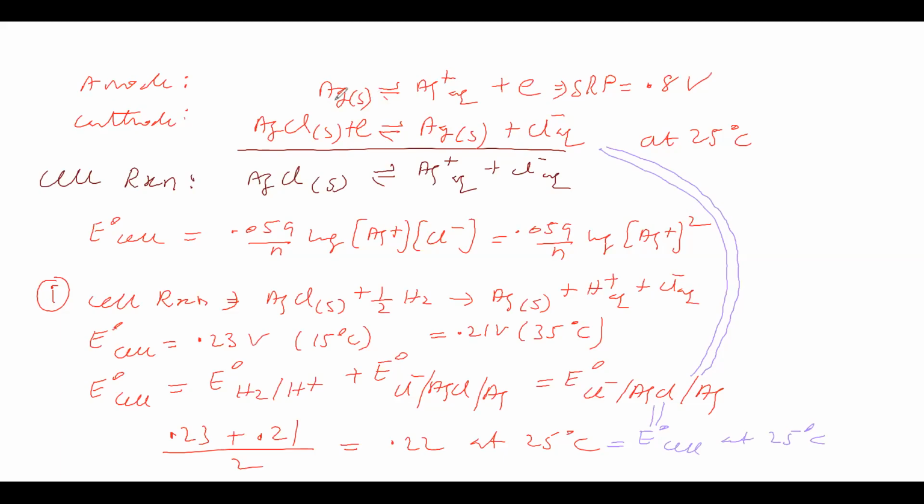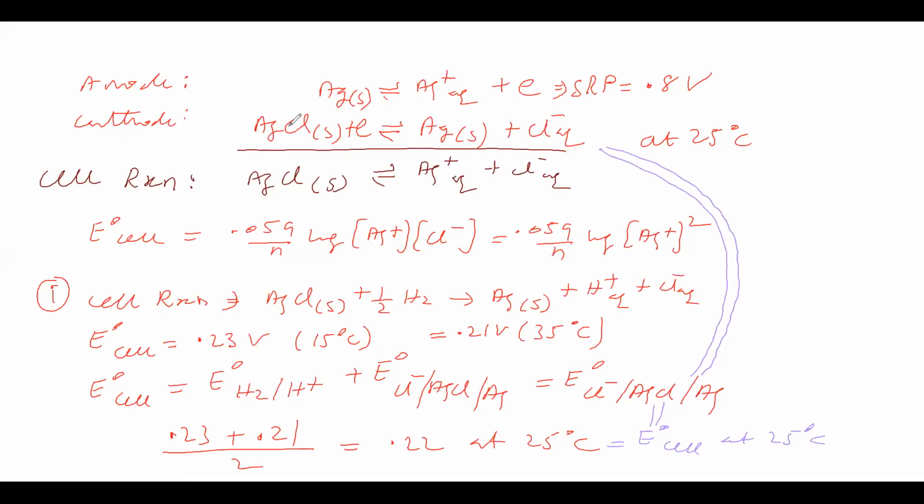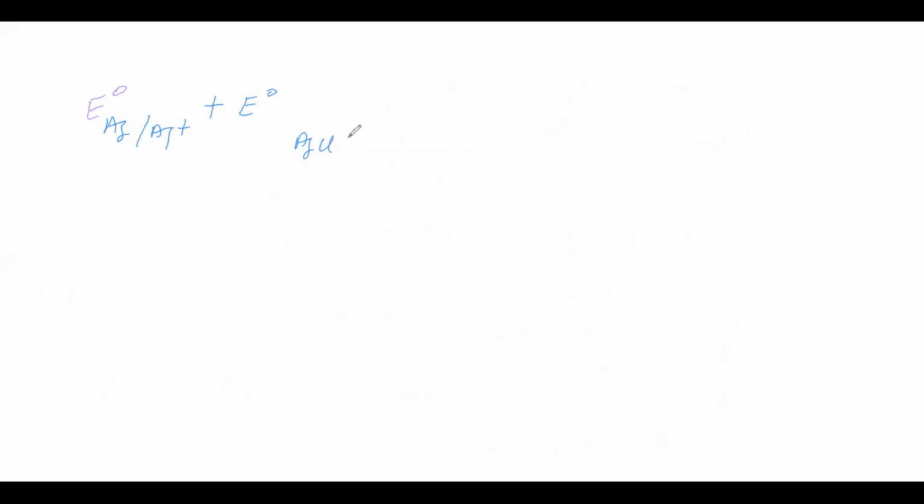Now E naught cell means SOP of anode plus SRP of cathode. What is the anode here? Anode is Ag converting into Ag plus. Cathode is Ag plus of AgCl converting into Ag, Cl minus present as it is. Equal to 0.059 by n log concentration of Ag plus square.